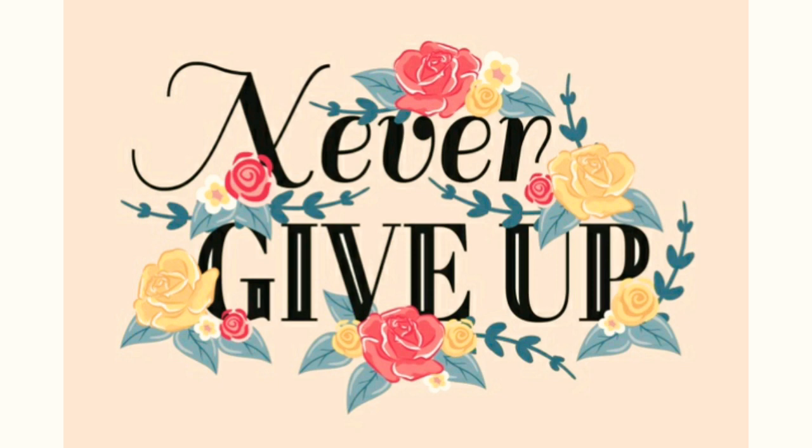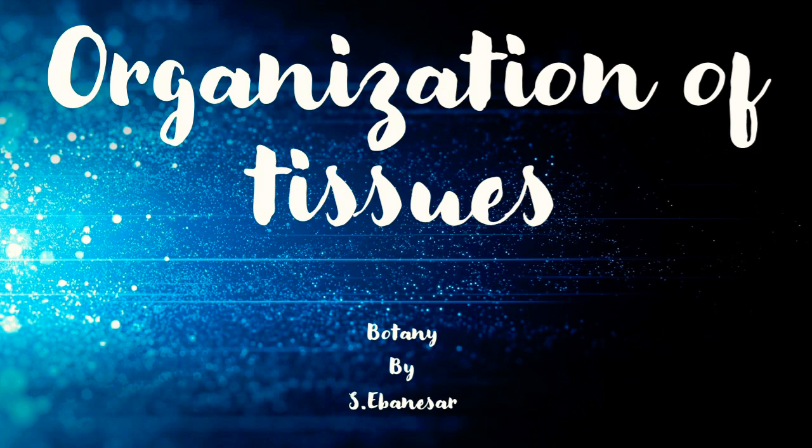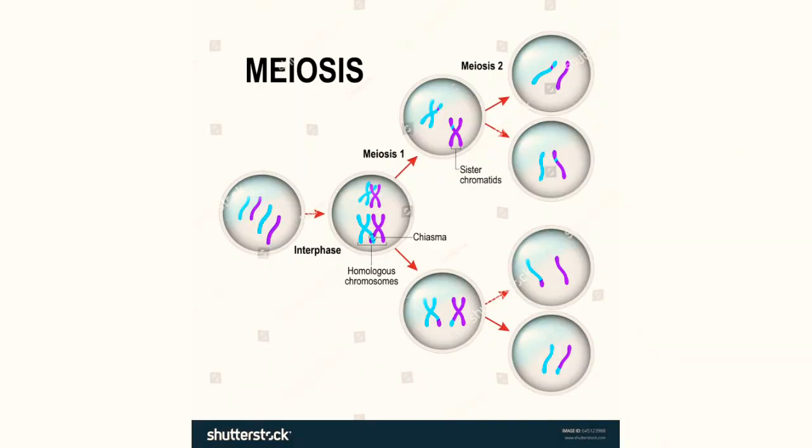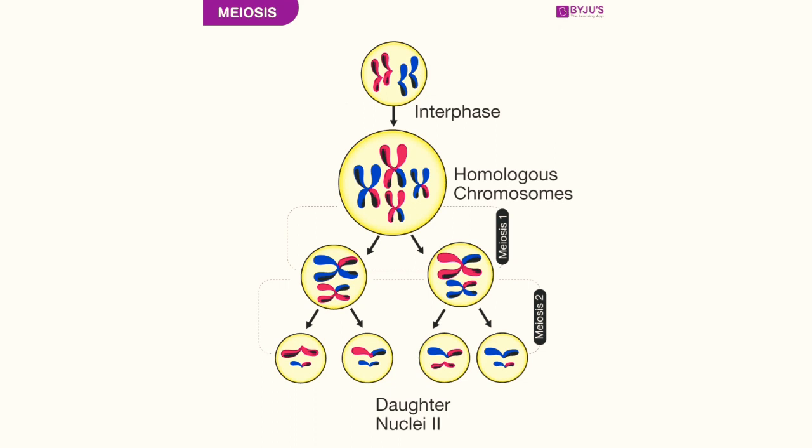Before going to the lesson organization of tissues, let us see the recap. Types of cell division. Three types of cell division: amitosis, mitosis, and meiosis. Previous class we discussed only amitosis and mitosis. Okay, children. Now we pass on to meiosis. In mitosis as well as in meiosis, all the four phases are same: prophase, metaphase, anaphase, and telophase.